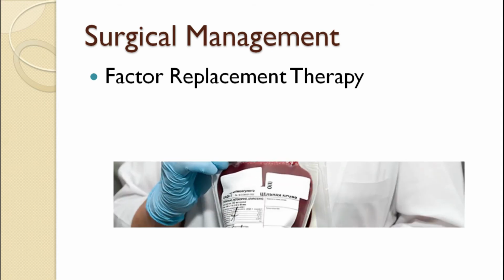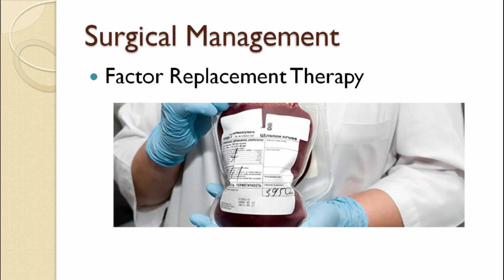The plasma factor concentrate is made from human plasma. The plasma is processed to separate the clotting factors from the other parts of the plasma. This creates the clotting factor concentrate. The concentrate is processed to kill any viruses that might have been in the plasma.